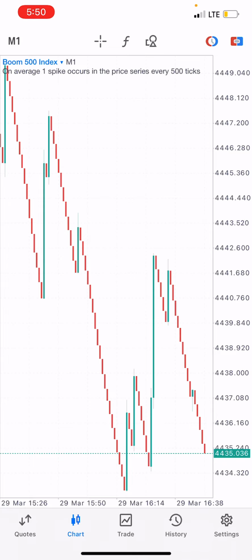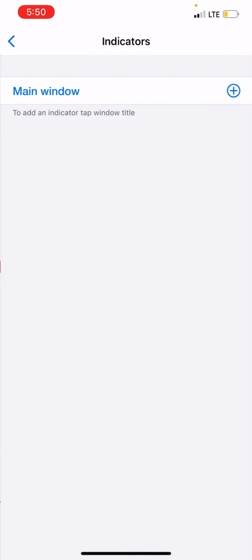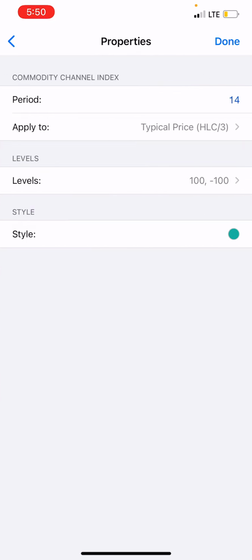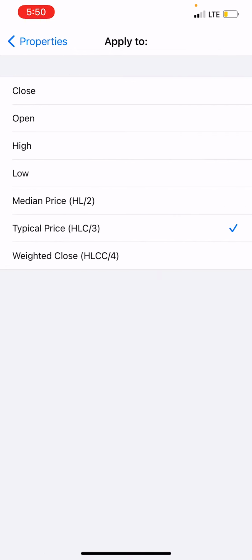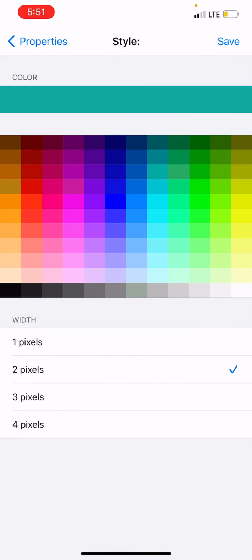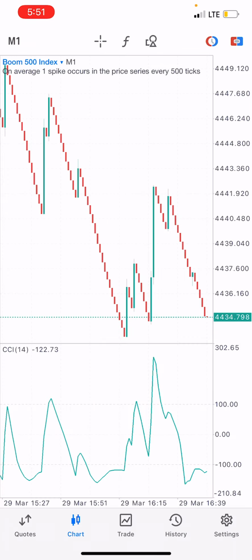So how do we get to be sure of that spike? How do I trade it? What I will do next, I'll put in my indicators to catch spike. First indicator I will need is the Commodity Channel Index, which I set on period 14. Apply to typical price. You can see levels 100 and negative 100. The style, use 2 pixel. Then make the color green, save, and you're done.